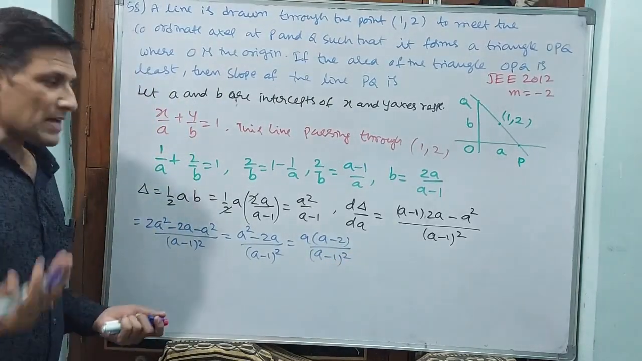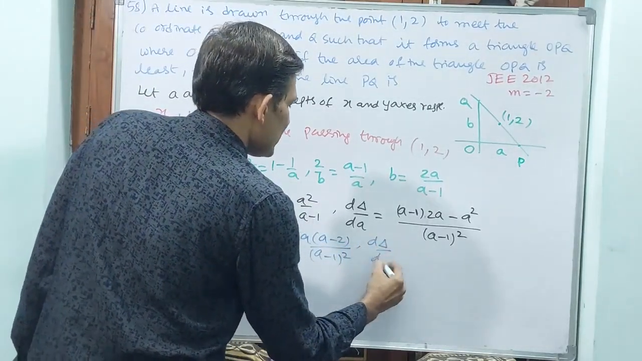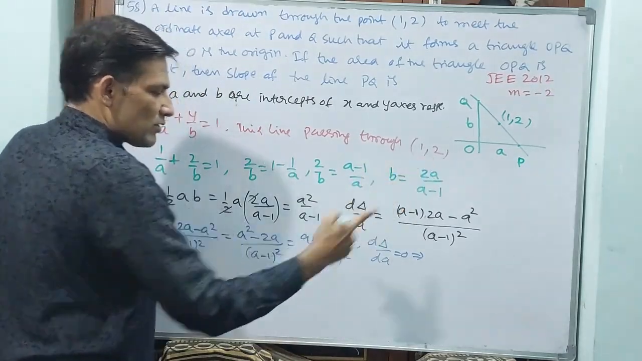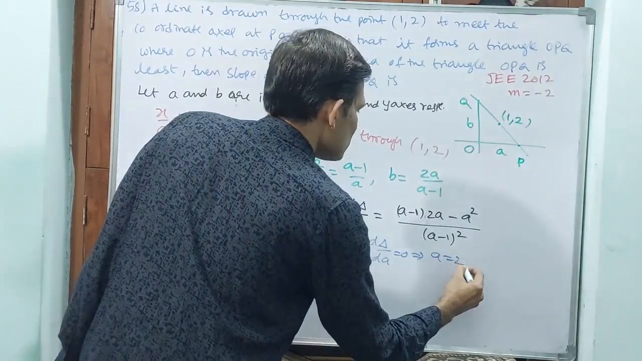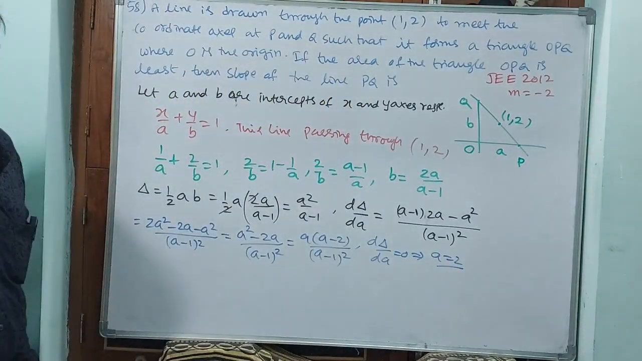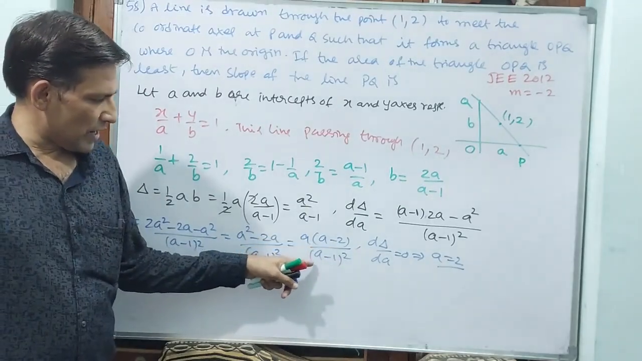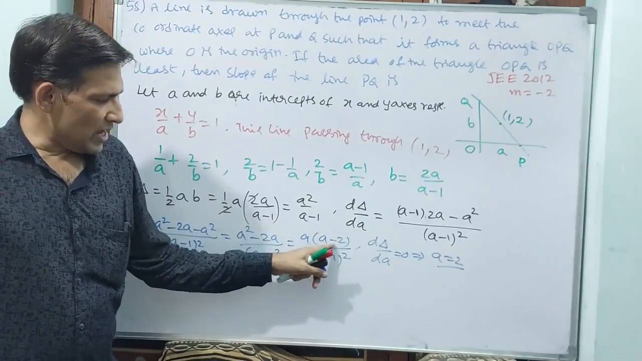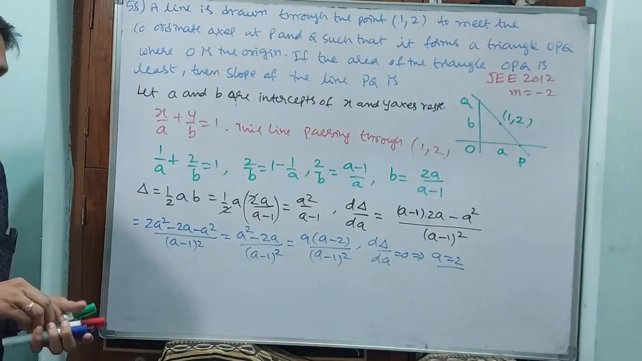Now what you have to do, as usual, is equate it to 0. dΔ/dA equals 0 implies A minus 1 whole square would have to become 0 or A becomes 0, or A minus 2 equals 0. A is equal to 0 is also not going to happen, because this is going to multiply with 0. So A minus 2 equals 0, A is equal to 2. A is equal to 2 has come.